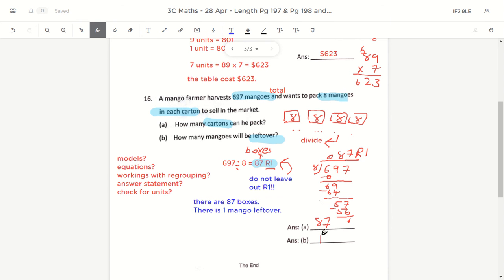Okay, so this is the homework for yesterday. Today we'll run through how to convert kilometers to meters and the other way around too.